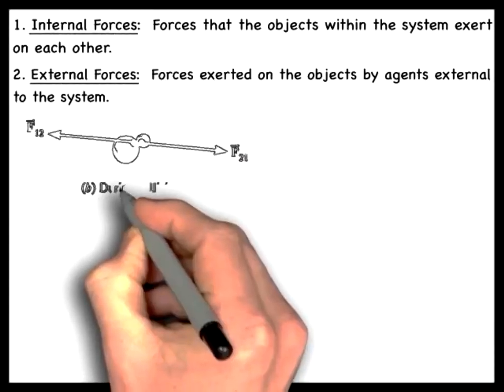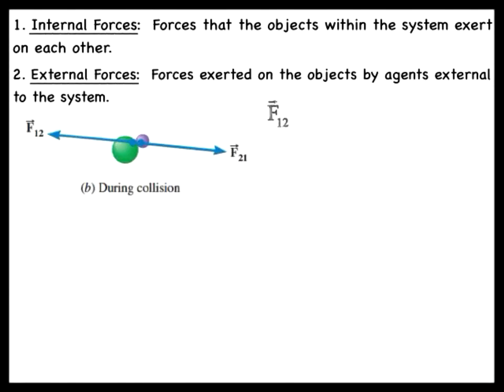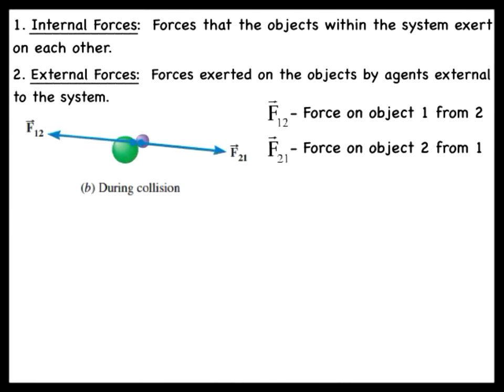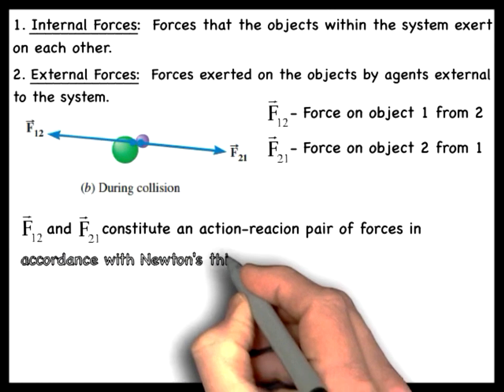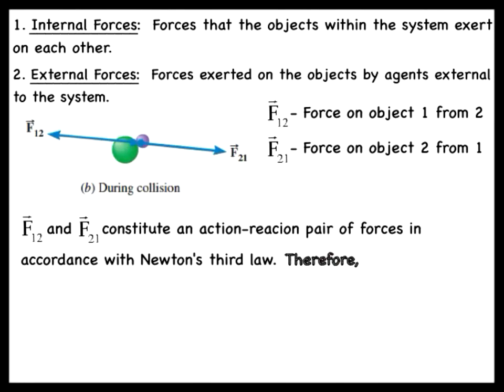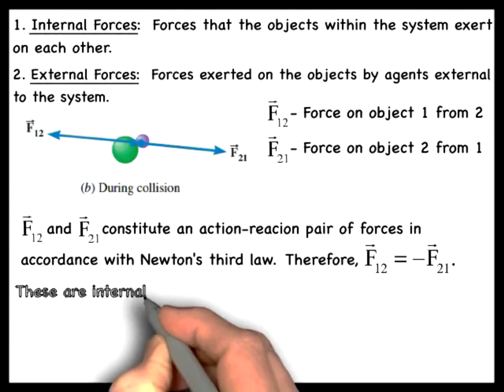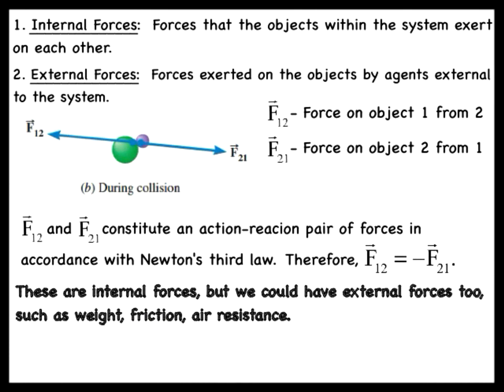During the collision, a force is exerted on object 1 by object 2, called F12, or the force on 1 from 2. Likewise, object 1 exerts a force on object 2, called F21, or the force on 2 from 1. These two forces constitute an action-reaction pair in accordance with Newton's third law. Therefore, F12 is equal to minus F21. These are internal forces, since they are forces the objects in the system exert on each other.